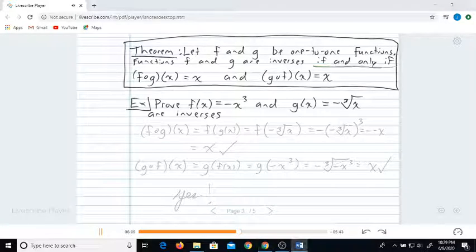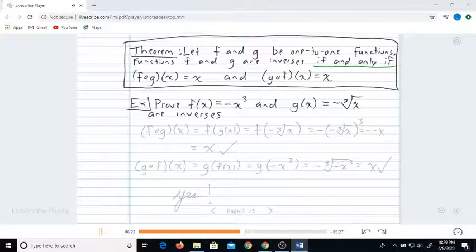And note the if and only if. It's the biconditional. If they cancel each other, then they must be inverses. If they are inverses, then they must cancel each other. The biconditional works both ways. So we can use that to prove if two functions are inverses, and we're going to do that in this next example.